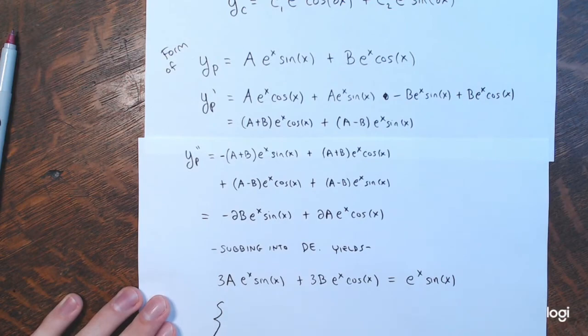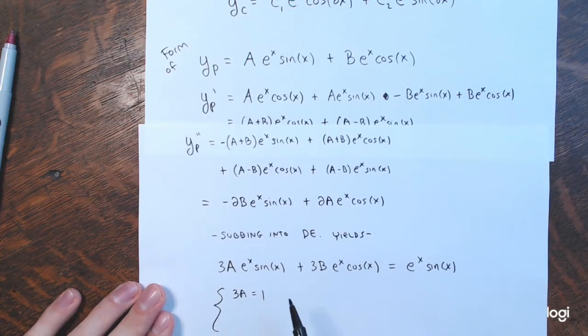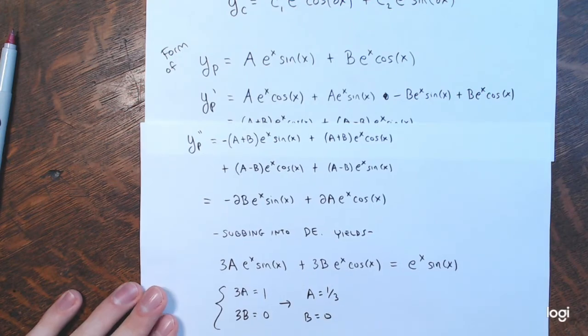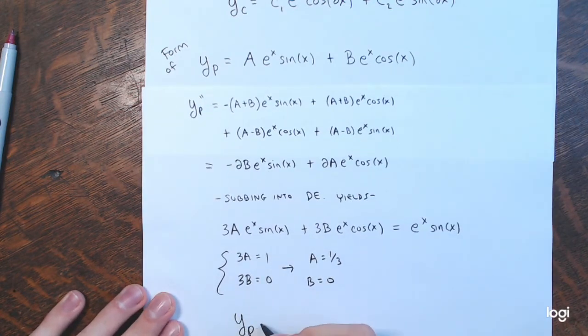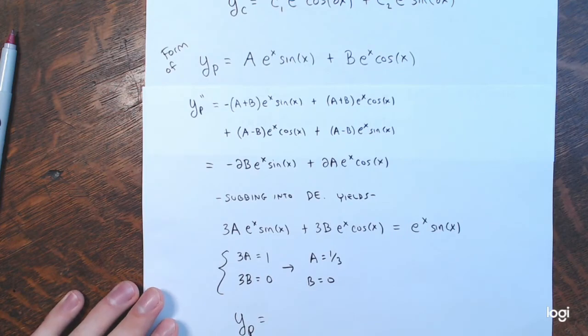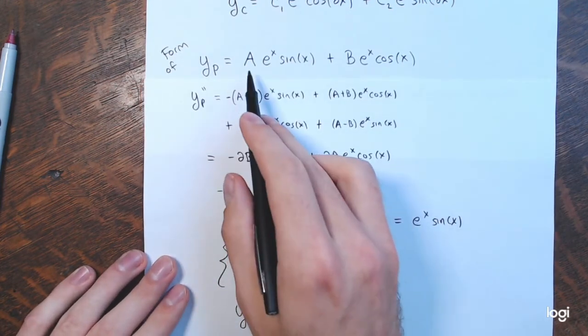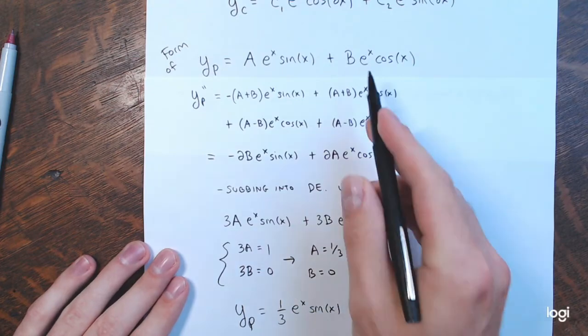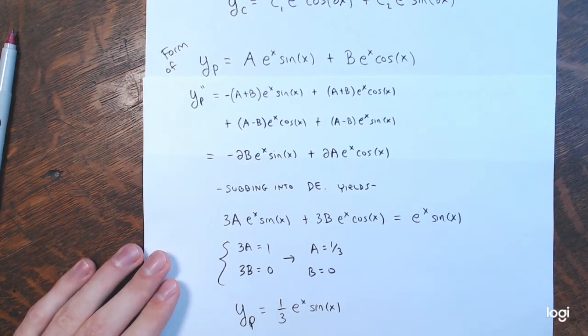And then equating coefficients, 3a must be 1, the coefficient of e to the x sine x, and 3b must be 0. So a is a third, and b must be 0. So my particular solution, that yp, is simply 1/3 e to the x sine x plus 0 e to the x cosine x.